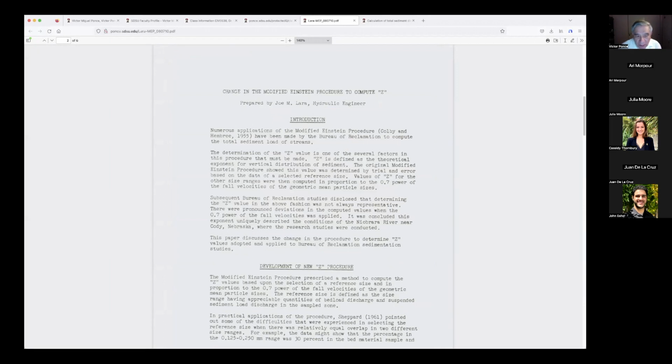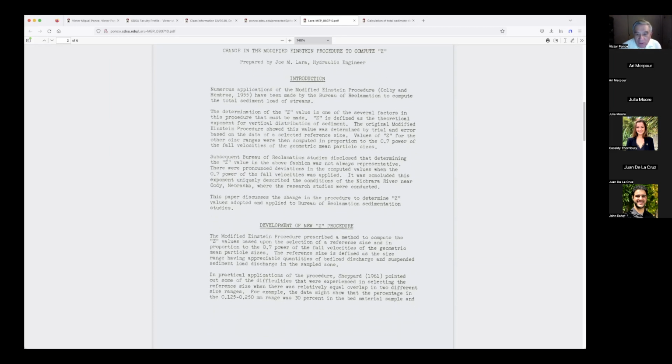The original modified Einstein showed this value was determined by trial and error based on the data of a selected reference size. Values of Z for the other size ranges were then computed in proportion to the 0.7 power. Subsequently, Bureau of Studies disclosed that determining the Z value was not always representative. There were pronounced deviations in the computed values when the Z power was applied.